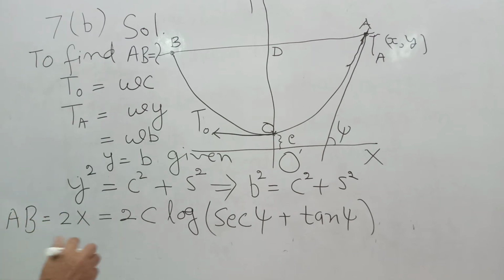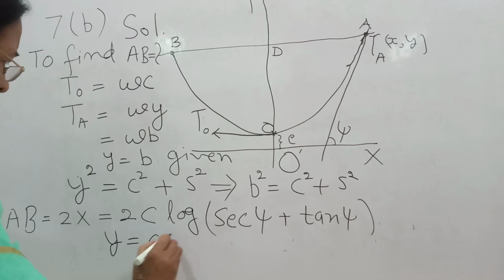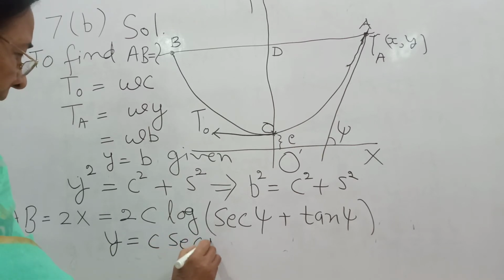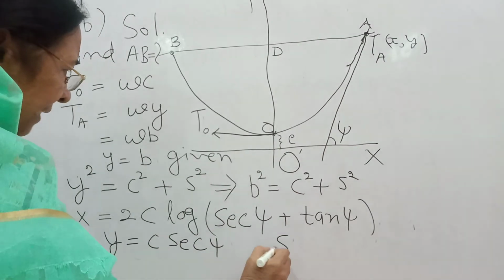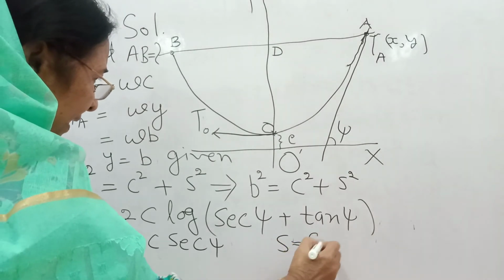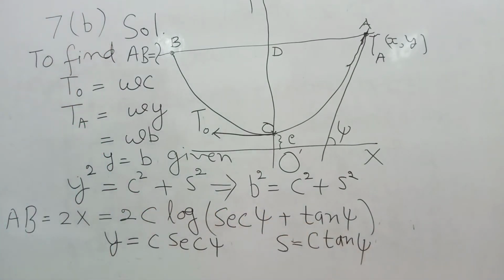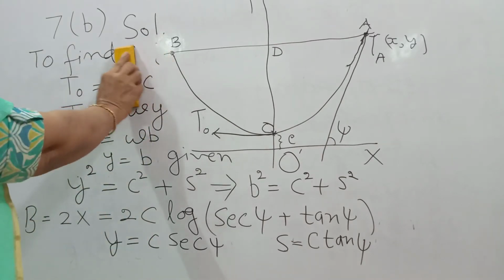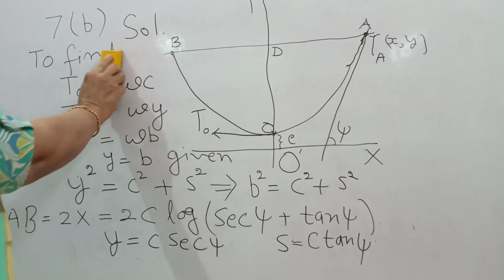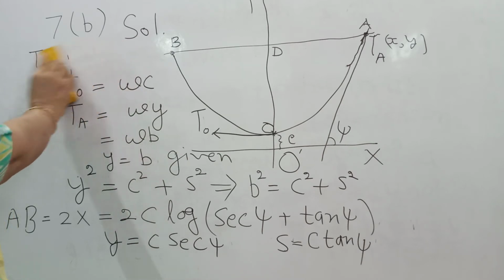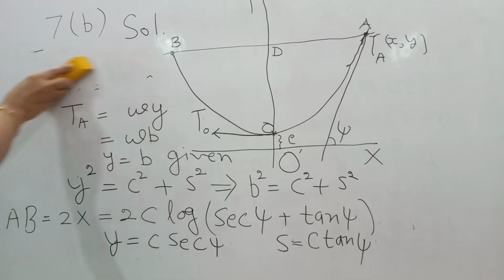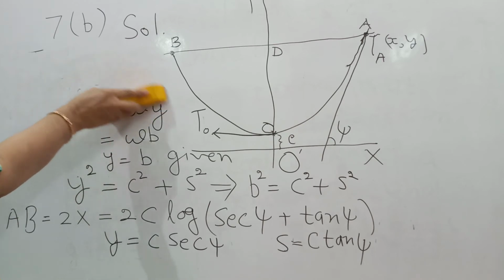So we are using one more result. We know that y is equal to c sec psi and s is equal to c tan psi. That means there is nothing to understand. Simply you have to use some formulas which are derived in this chapter of common catenary. So let us just substitute their values.